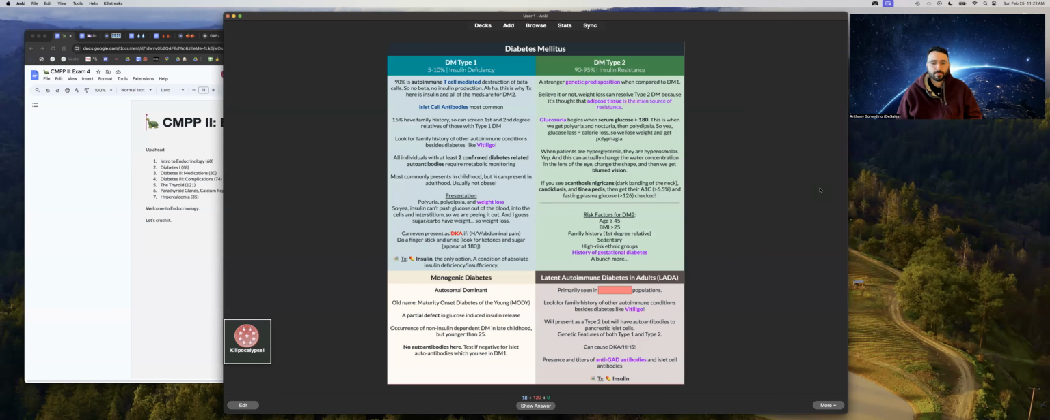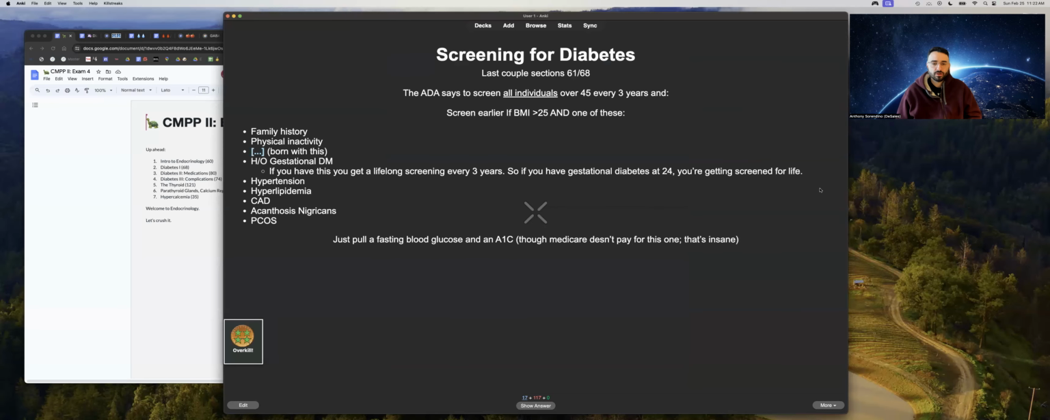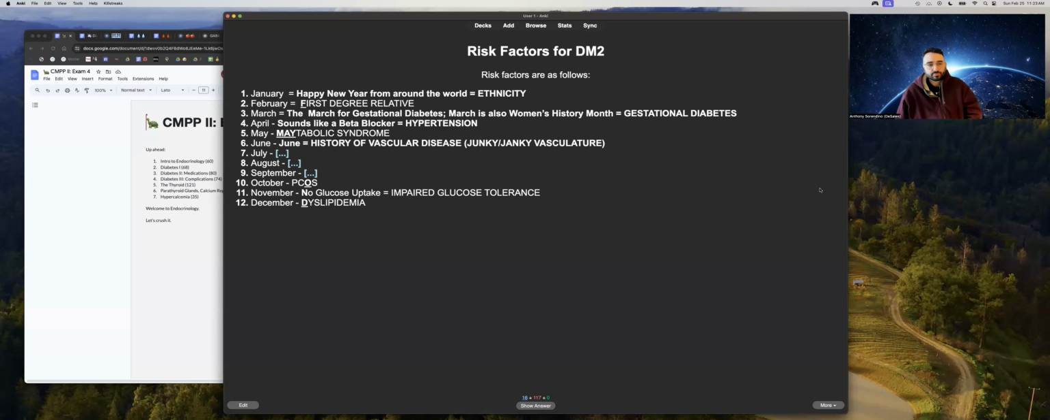45. Scandinavian. Weight loss. Insulin. Vitiligo. So vitiligo lives in these corners. Born with this. Screening for diabetes. Oh, these are reasons to screen earlier than 45 if your BMI is greater than 25. Ethnicity is one of them.